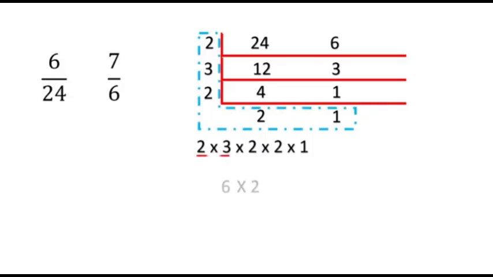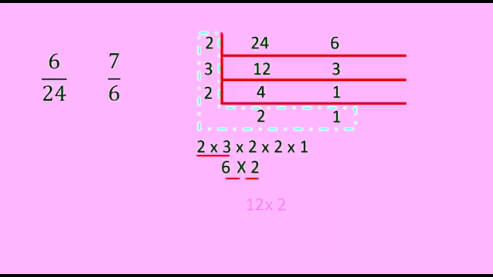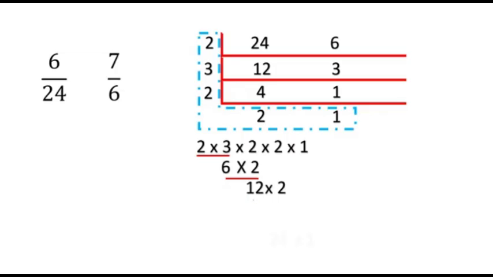2 times 3 is 6. 6 times 2 is 12. 12 times 2 is 24. 24 times 1 is 24. So our LCD is 24. Or, to make it simple, if you notice that the biggest denominator is just a multiple of the smallest denominator, we can conclude that 24 is already our LCD without going through any continuous division, multiples, or skip counting.